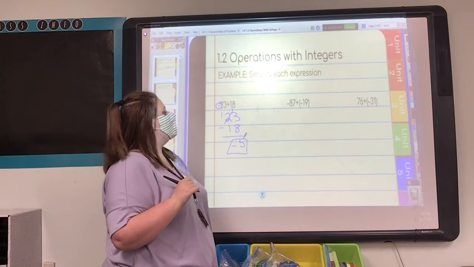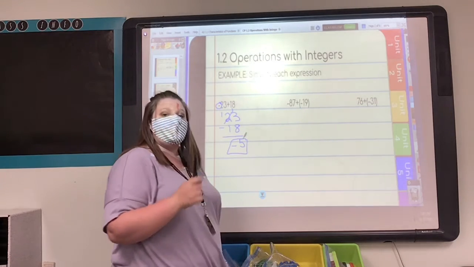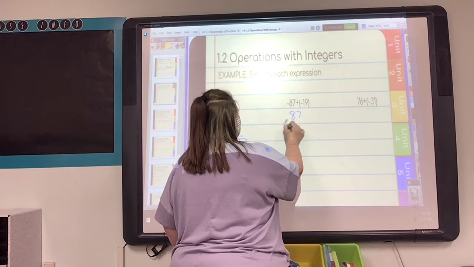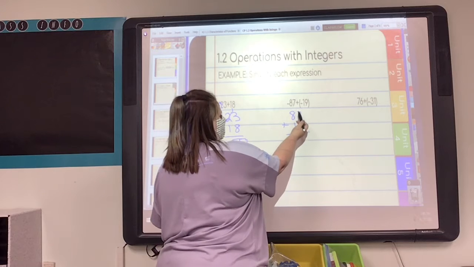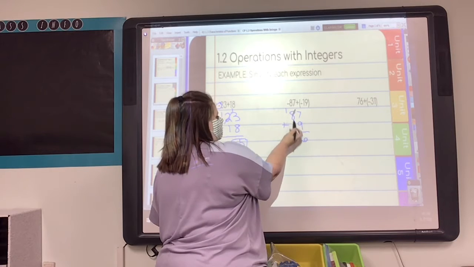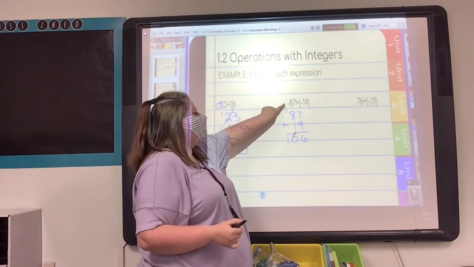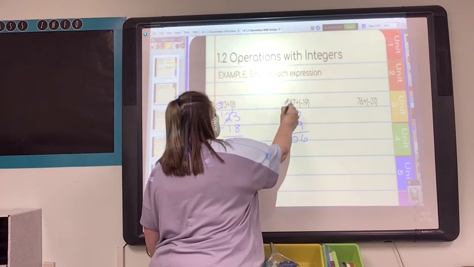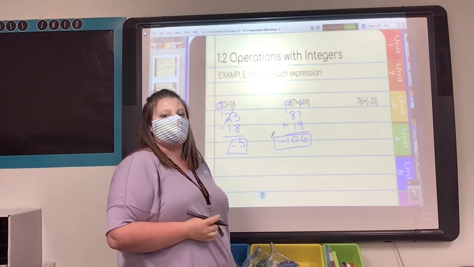All right? Next, we have negative 87 plus negative 19. This time, the signs are the same, so we're going to find the sum. We're going to add 87 plus 19, and we're just ignoring the negatives for right now. If we add the right column, 7 plus 9 is 16, so we bring down the 6 and carry the 1. 8 plus 1 plus 1 is 10. So we get 106, but remember, if the signs are the same, we find the sum, then we need to take back the original sign. Since both of these were negative, our final answer is going to be negative. So we get negative 106.